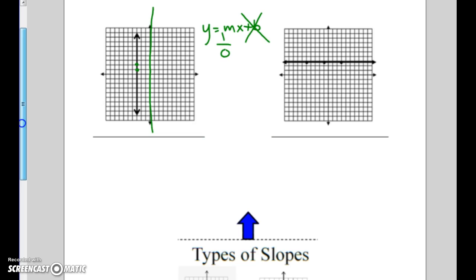If I plug in 1 divided by 0, my calculator would give me an error. So it is not possible. It is undefined. Because it makes a U. It's undefined. Well, I don't know about this U thing. I don't understand.